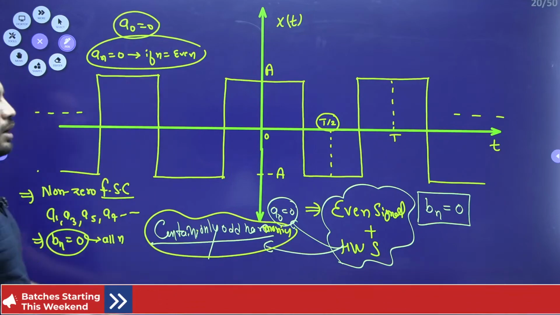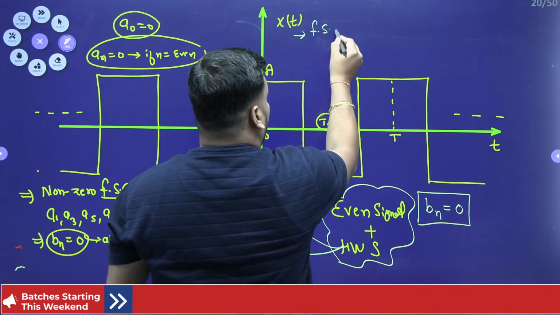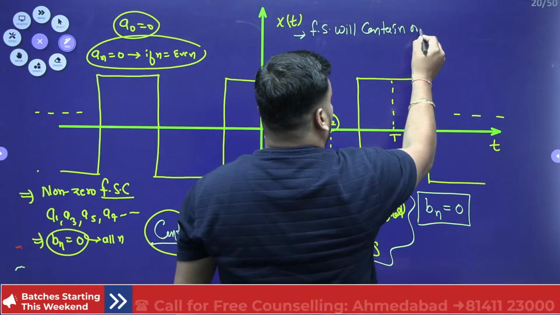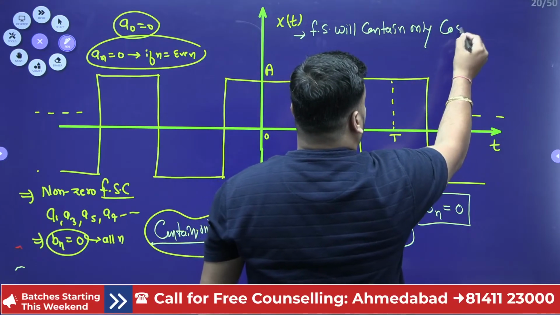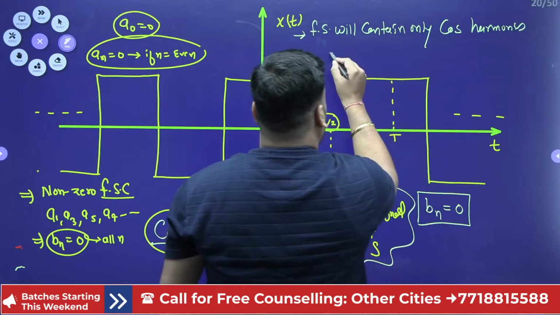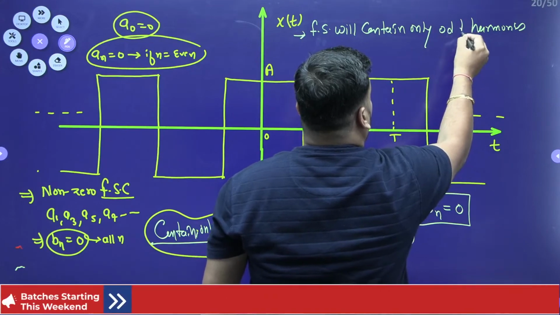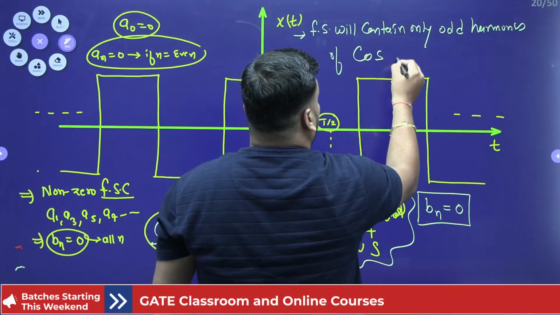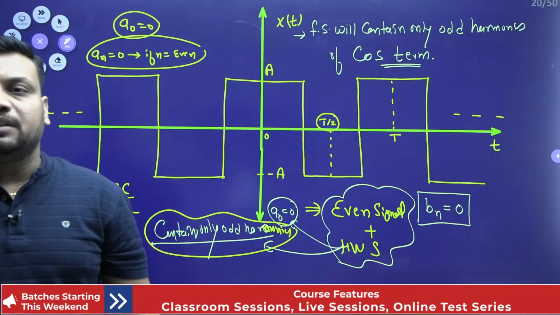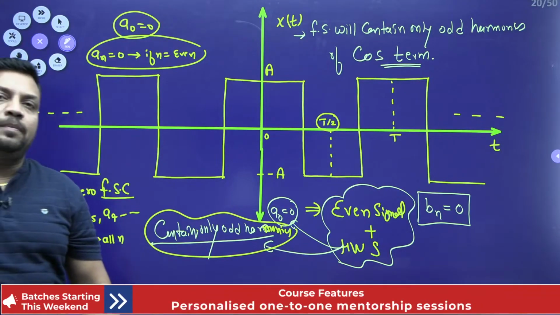And if you want to comment on the harmonics, you should say that the Fourier series will contain only odd harmonics of the cos term. I hope this part is crystal clear to you. Just do reply.